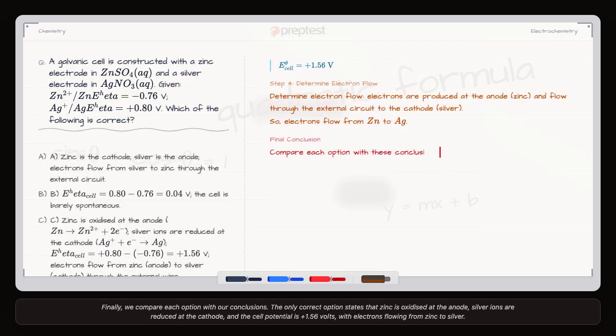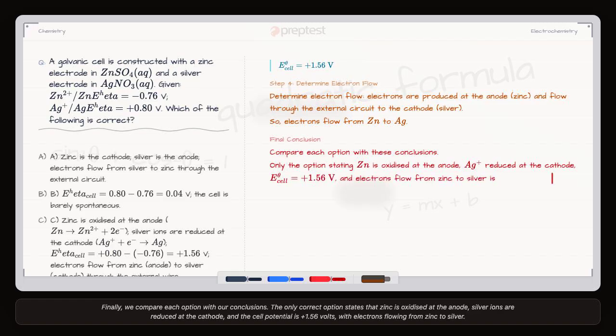Finally, we compare each option with our conclusions. The only correct option states that zinc is oxidized at the anode, silver ions are reduced at the cathode, and the cell potential is plus 1.56 volts, with electrons flowing from zinc to silver.